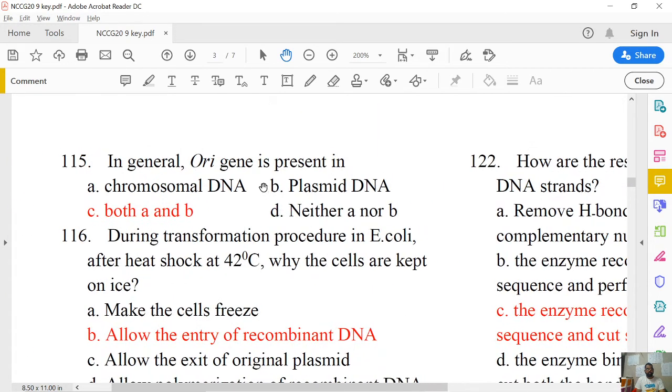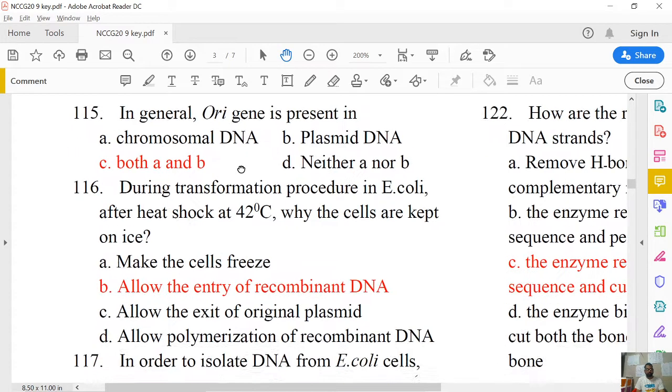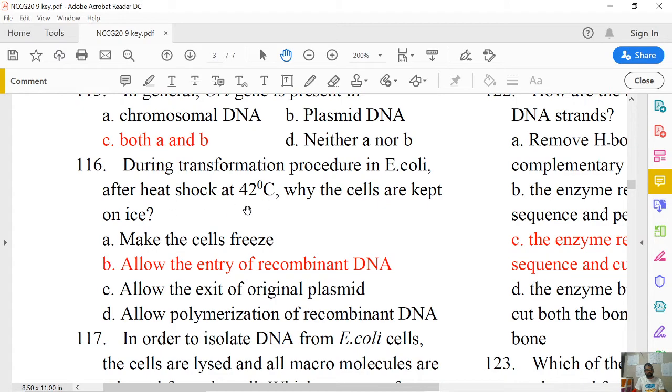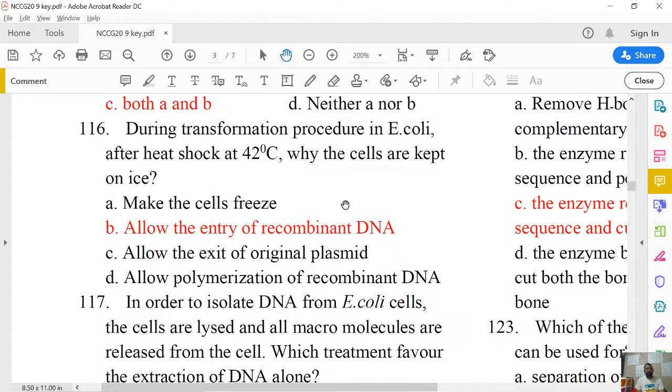Now, in general, the ORI gene is present in. See, the ORI gene is for the origin of replication, which you can find in the chromosomal DNA and plasmid DNA also. During the transformation procedure, E. coli after heat shock at 42 degrees Celsius, why are the cells kept on ice? So this is to allow the entry of recombinant DNA.